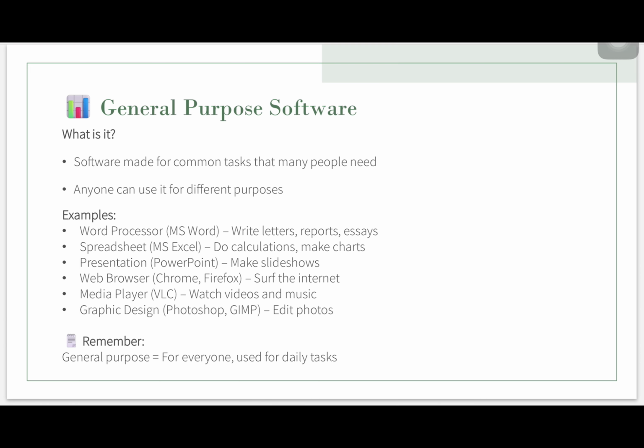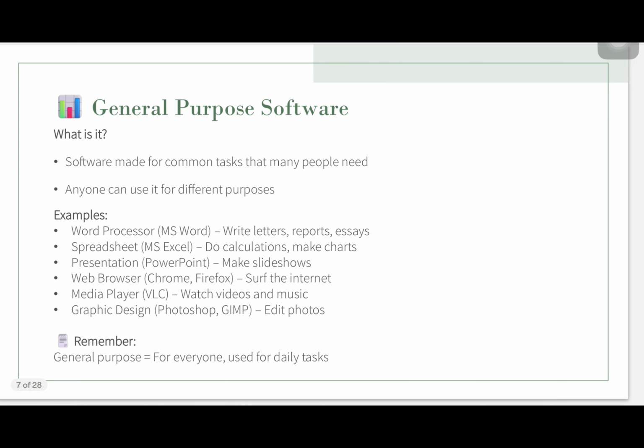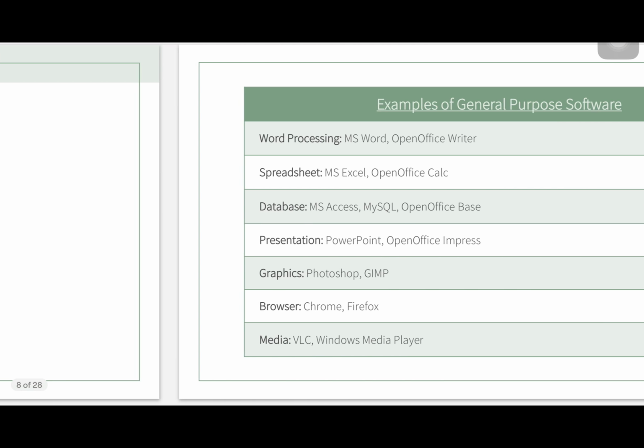Remember, what is meant by general purpose? For everyone, used for daily tasks, right? If I want to write something, I will use this. If I want to calculate, I will use a sheet. If I want to make a presentation, I will use PowerPoint. Means these are all general type applications, correct? So it is called general purpose software, the software we use in our day-to-day life or general life. That's why it is called general purpose software.